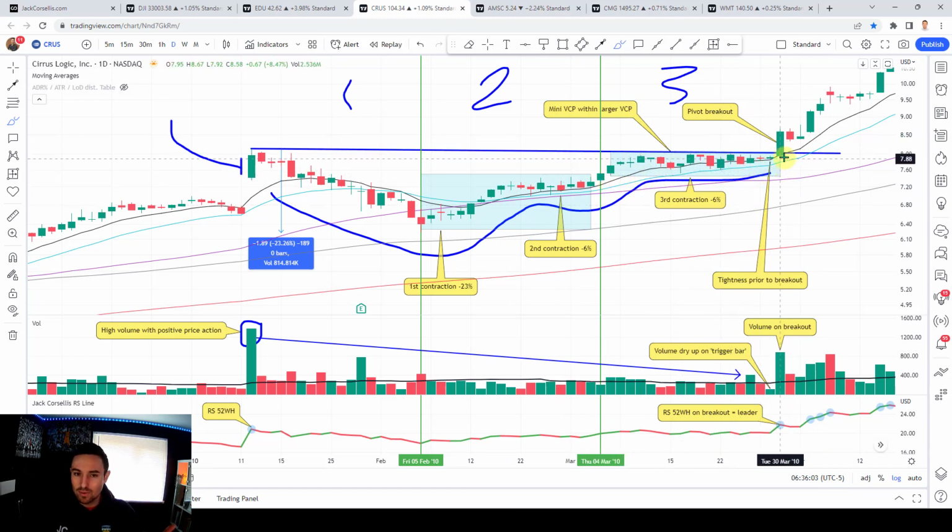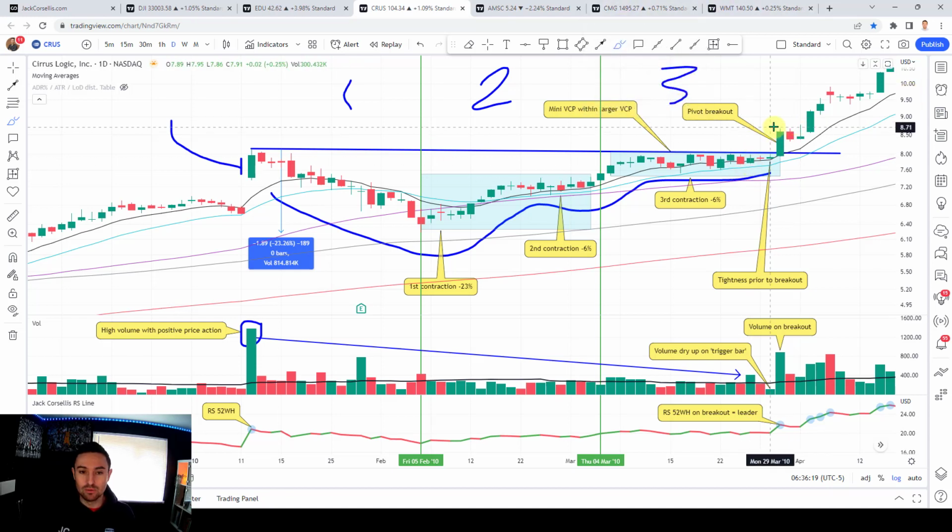Again, 10 EMA, 21 EMA, see the importance of that there as well for when you start getting those trigger bars. So this here is probably top 3 of my favorite VCPs from the book Trade Like a Stock Market Wizard. And then it gets out really well.